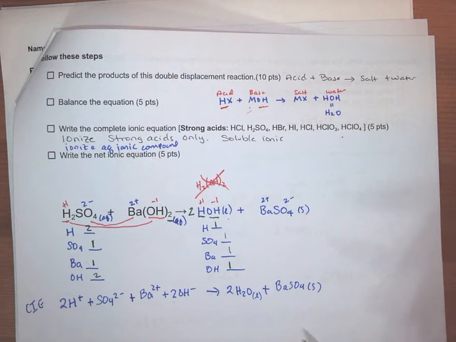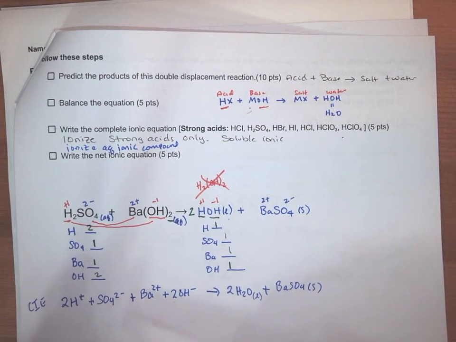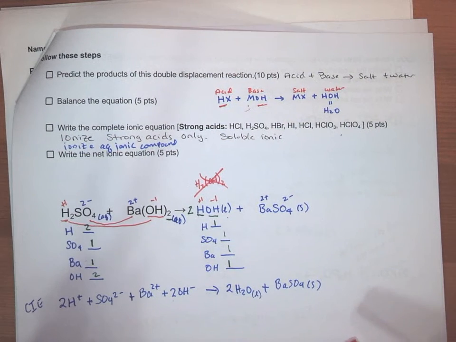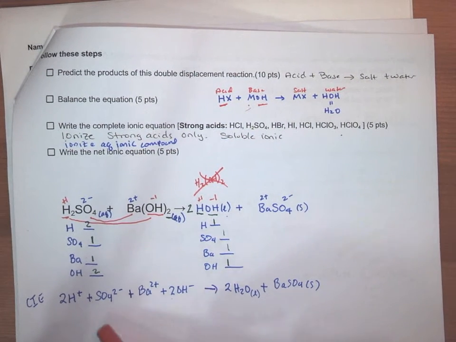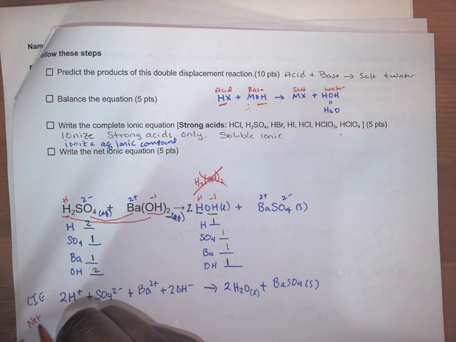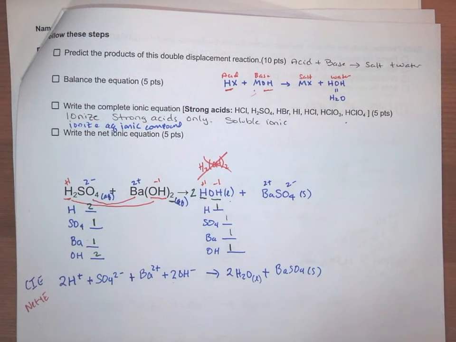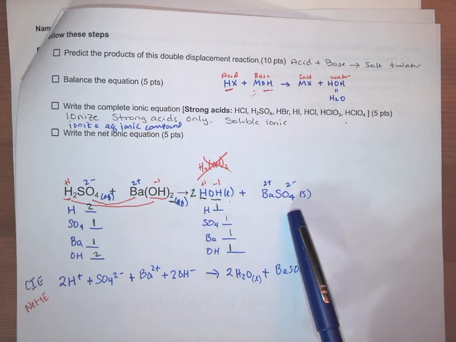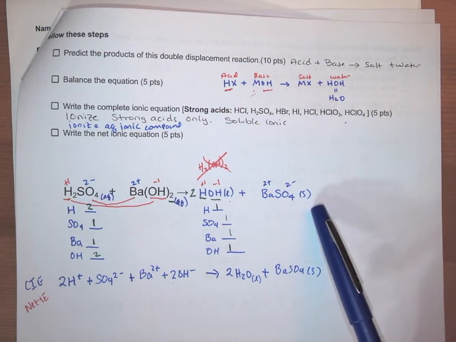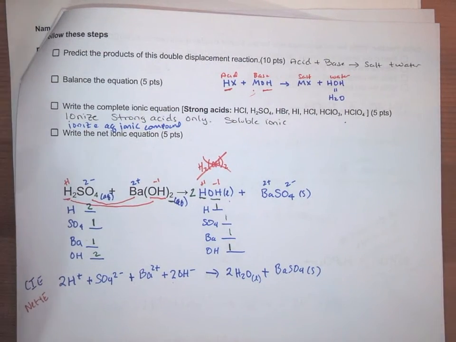All right, so with that being said, now I'm looking at this. I can't cross out anything to make my net ionic equation. So the net ionic equation and complete ionic equation are the same thing. There's nothing I can cross out. Now on the exam, I'm going to be careful to make sure that the salt you have is aqueous. I'll try and make sure you have an aqueous salt instead of a solid salt. It'll make it a little bit easier. But the overall process is the same.